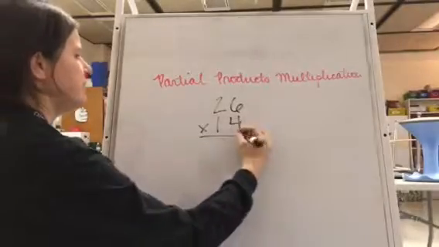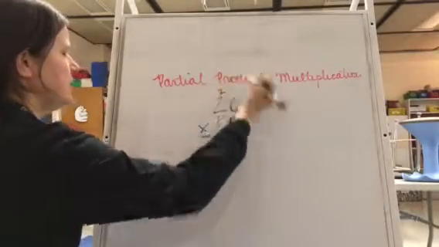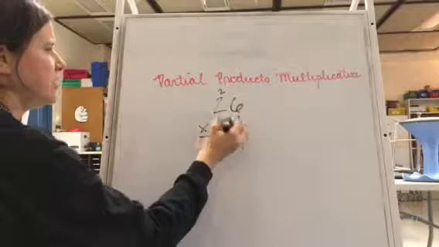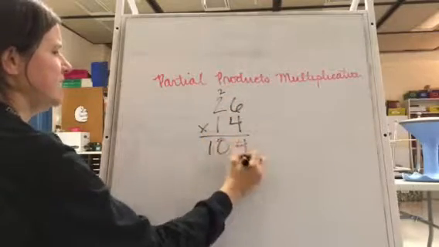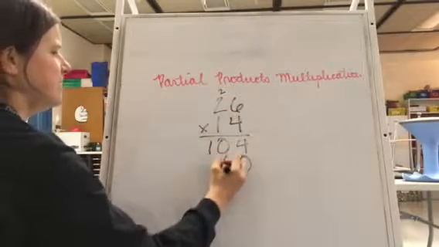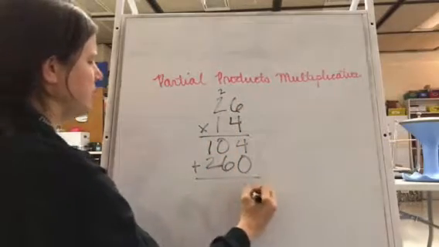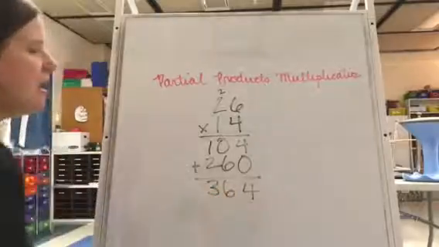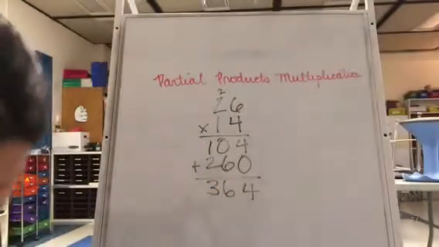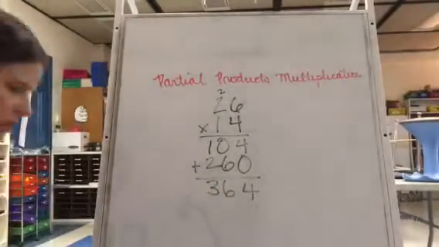6 times 4 is 24. Bring that 2 over. 4 times 2 is 8 plus 2 is 10. Drop a 0. 1 times 6 is 6. 1 times 2 is 2. Add it together. For some students that works. That will make sense for them, and they'll be able to transfer that to new problems.